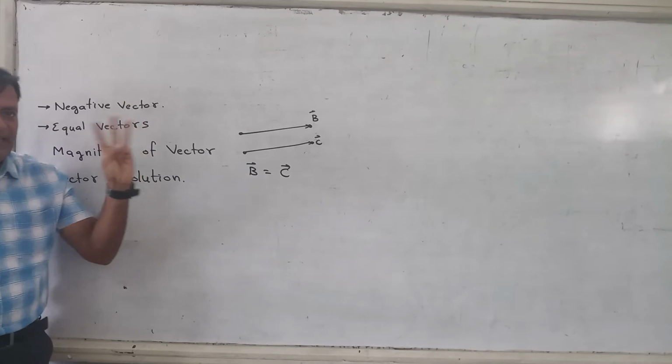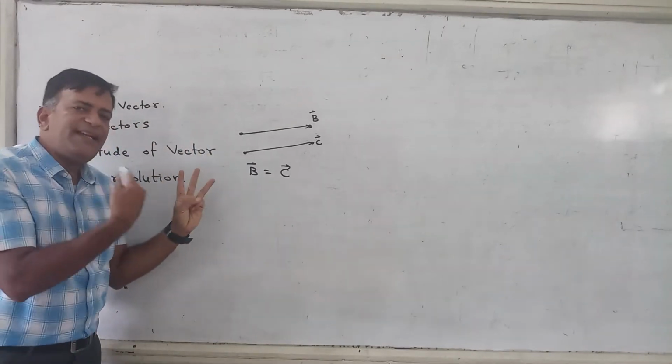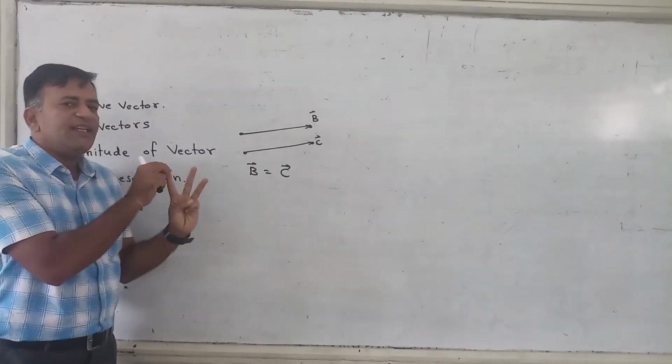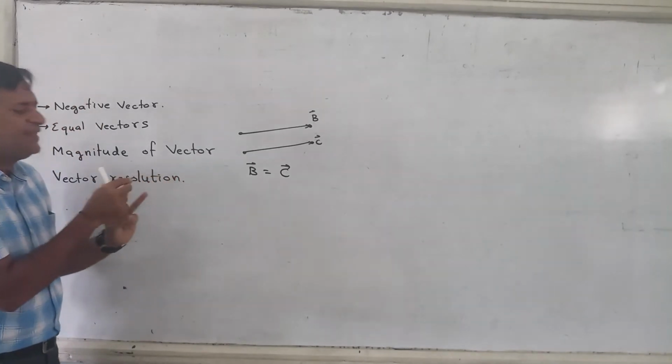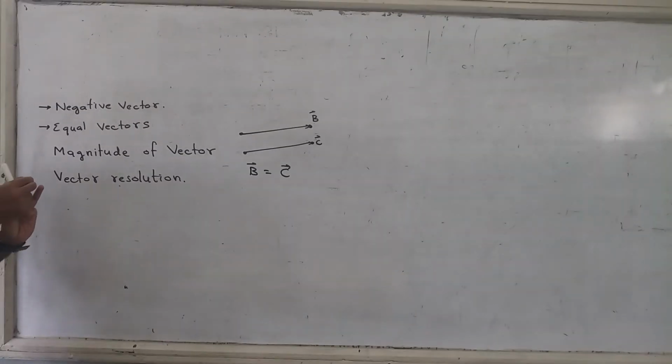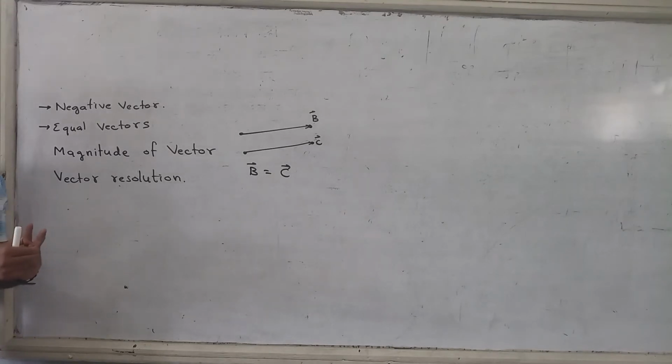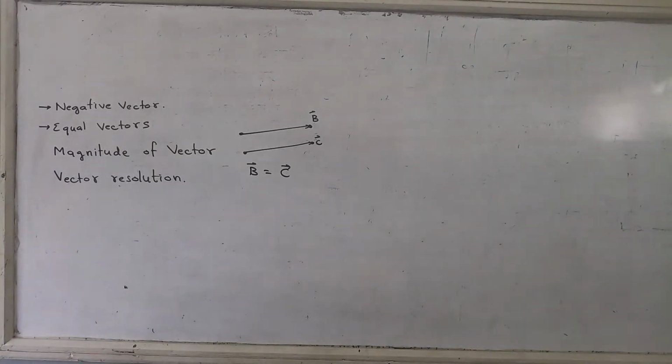So, three things to be considered. I am again telling you. First thing, they should have equal magnitude. Second thing, they should have same direction. Third thing, they may have different initial points and final points.